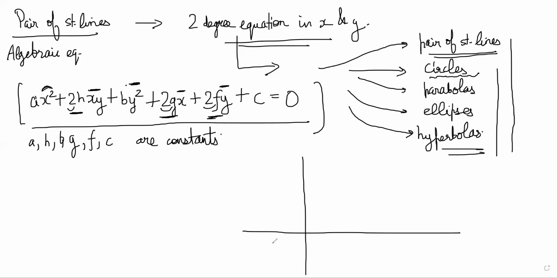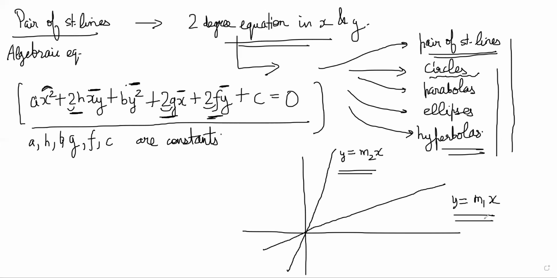Let's say we have two lines that pass through the origin, right? One line is y = m1x, and the other line is y = m2x, right? Obviously these are two straight lines that pass through the origin because the constant term is 0 here, and (0, 0) basically lies on both of them.